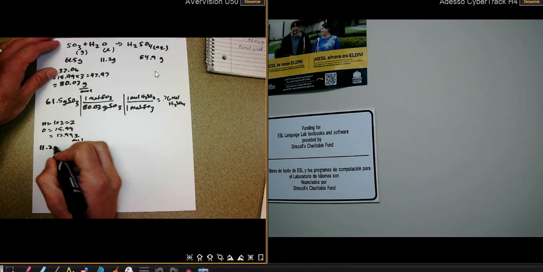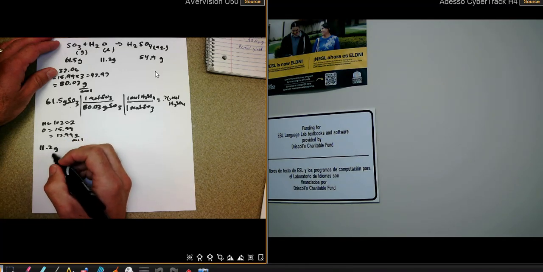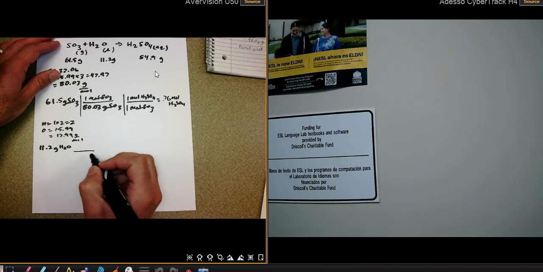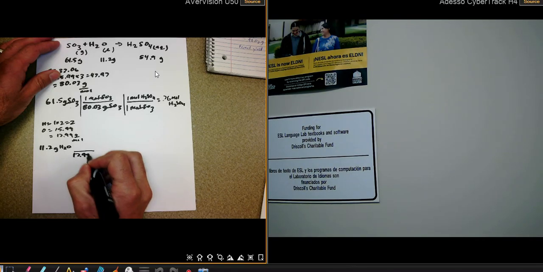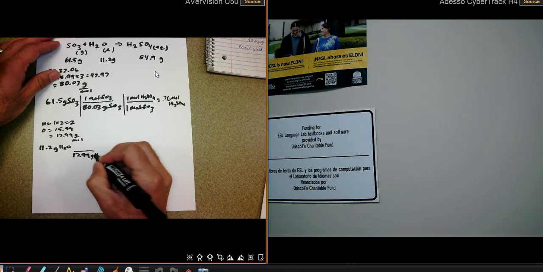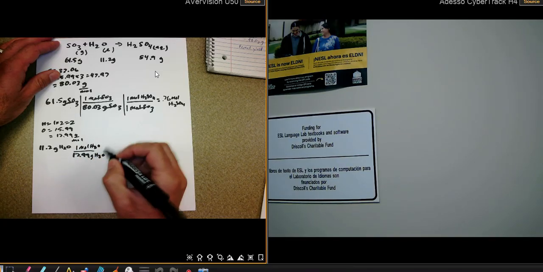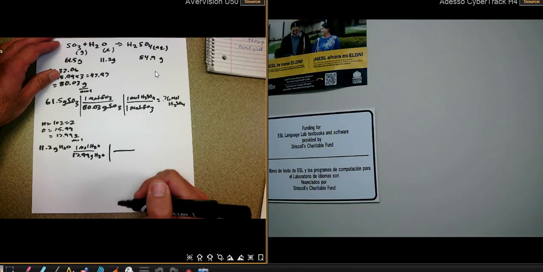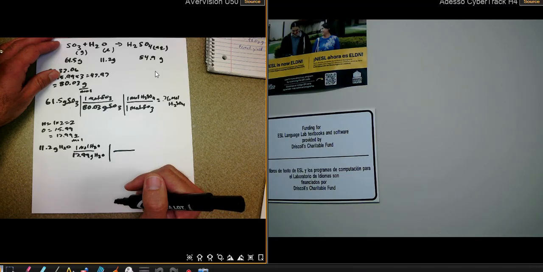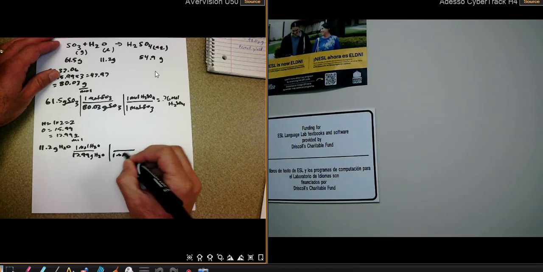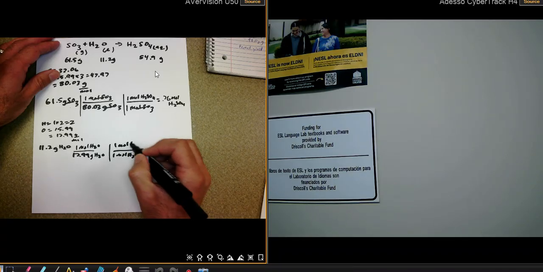So in this reaction I had 11.2 grams of water. For every 1 mole of H2O, I get 1 mole of sulfuric acid.